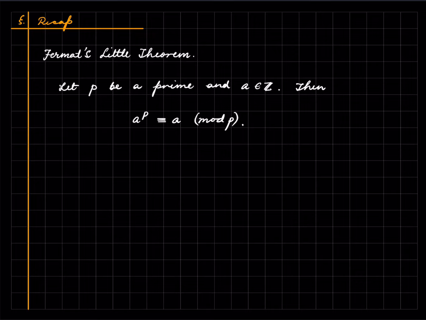Last time we looked at Fermat's little theorem, which says that if p is a prime and a is any integer, then this congruence holds. And a special case is that if a is relatively prime to p, then in fact you can say that this congruence holds. And today we'll be looking at a generalization of it.